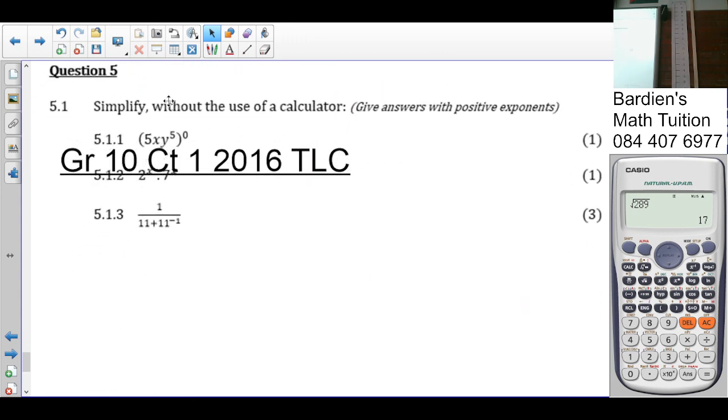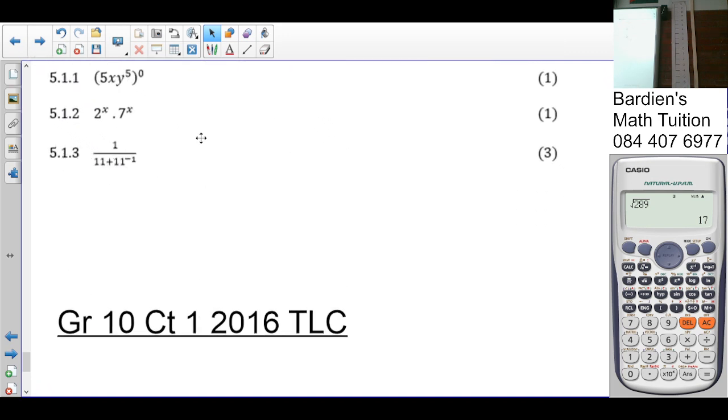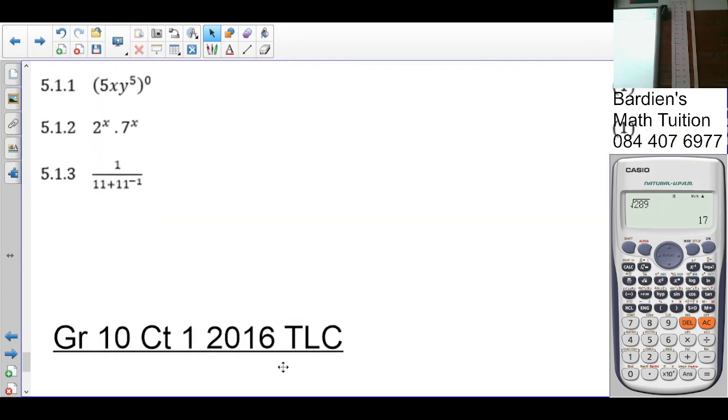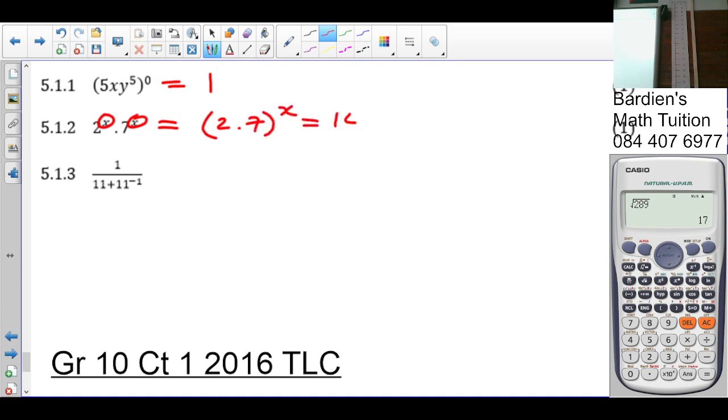Number 5, if you're moving too fast, you can pause the video and you can just recap, you can rewind. I don't want to make these videos too long. So the first one, anything to the power 0 is of course 1, as everything inside the bracket will become 1. The next one, as you can see, the exponents are the same, so this can be written as 2 times 7 raised to the power x. 2 times 7 of course is 14 raised to the x.